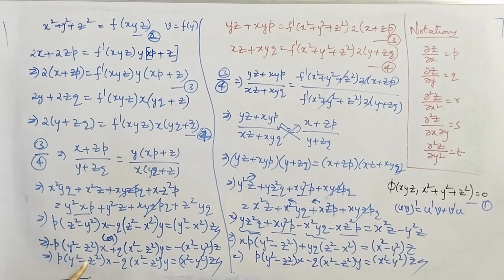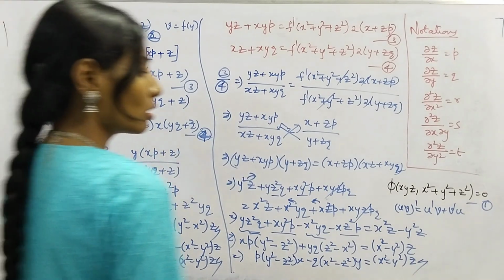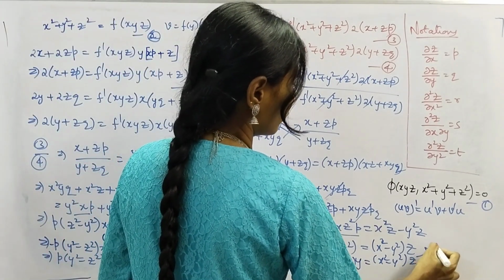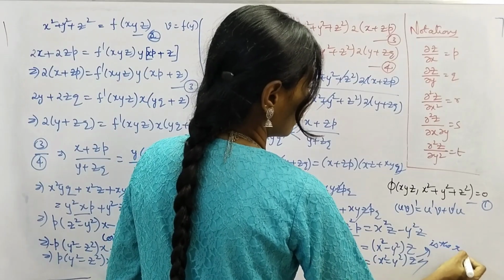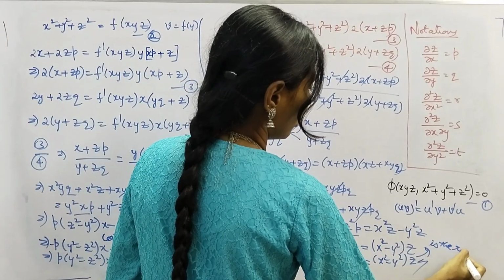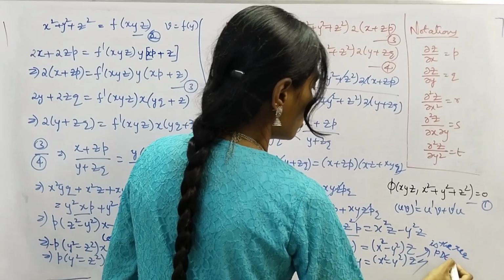So p times y square minus z square into x minus q times x square minus z square into y equal to x square minus y square into z is the required partial differential equation.